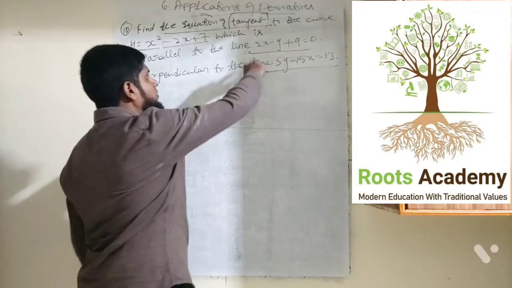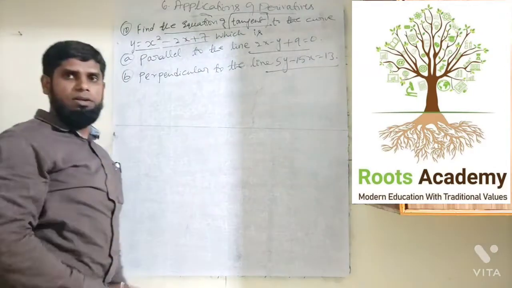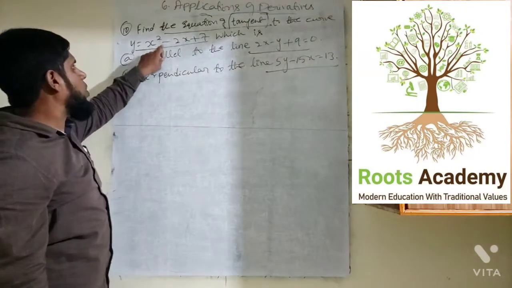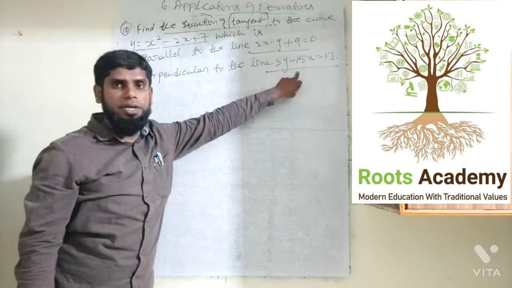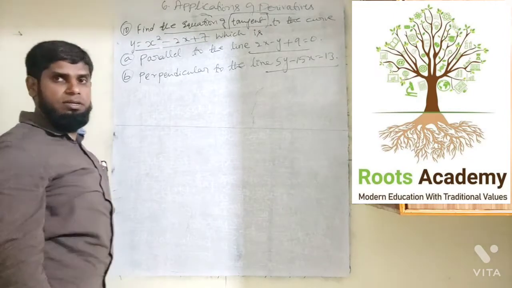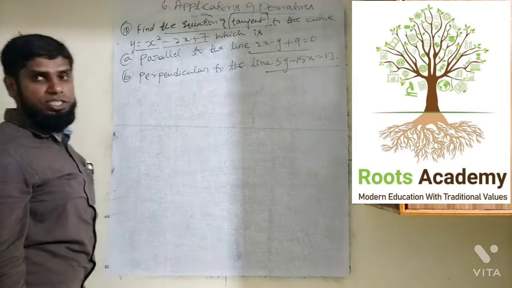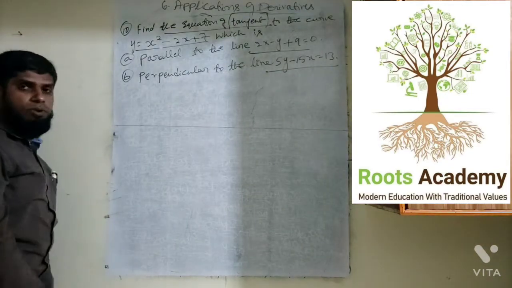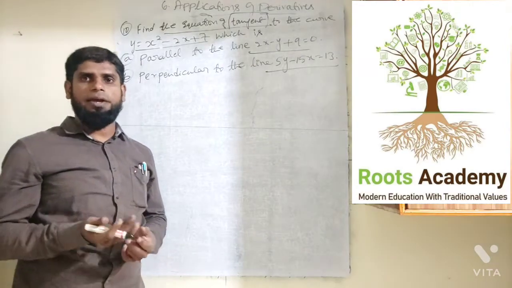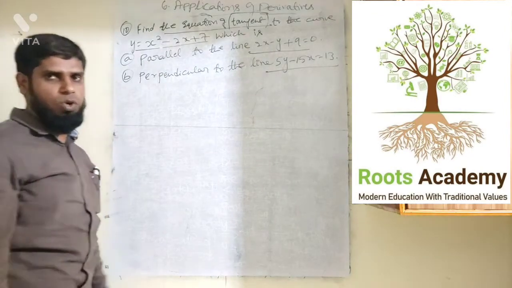We know that if it is parallel, then the two slopes are equal. And in the second condition, if it is perpendicular, then the product of the two slopes is equal to minus 1. Based on this, let us solve this and find the equation of tangent. Same process: if you want to find a tangent, you need a slope and a point. So first, let us find a point, then the slope.